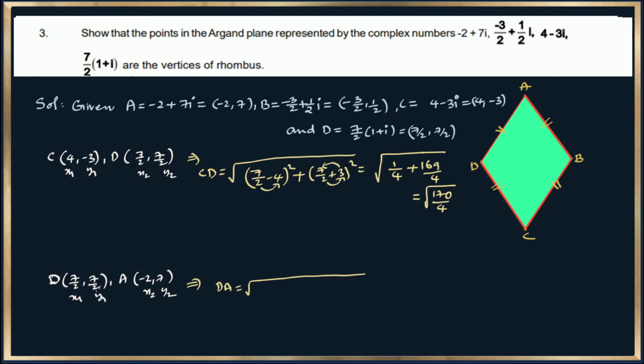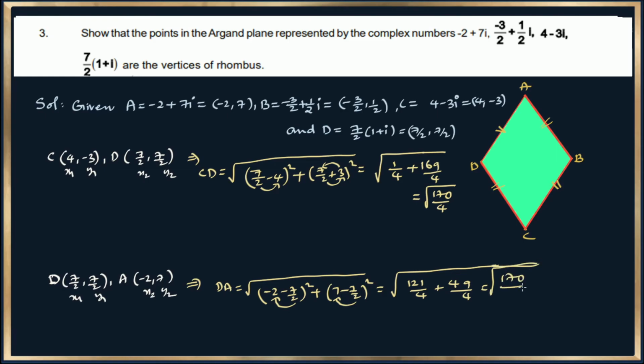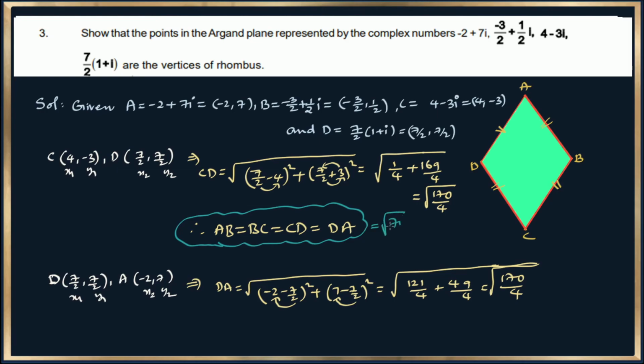Next, DA. So D is x1 y1, A is x2 y2. So minus 2 minus 7 by 2 whole square plus 7 minus 7 by 2 whole square. So this will become 2 2s are minus 4, minus 7, minus 11 whole square is 121 by 4, and 2 7s are 14. 14 minus 7 is 7. 7 square is 49 divided by 4. This will become 170 divided by 4. Therefore we got AB equals BC equals CD equals DA. All are equal, that equals 170 by 4.